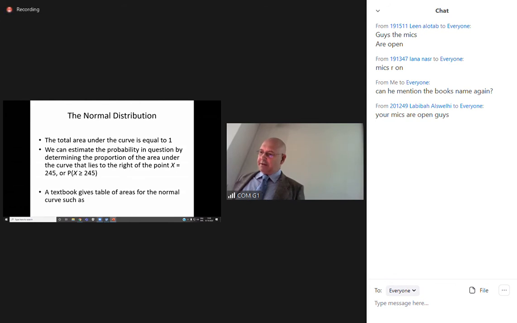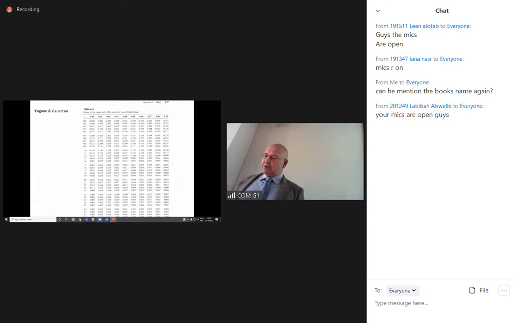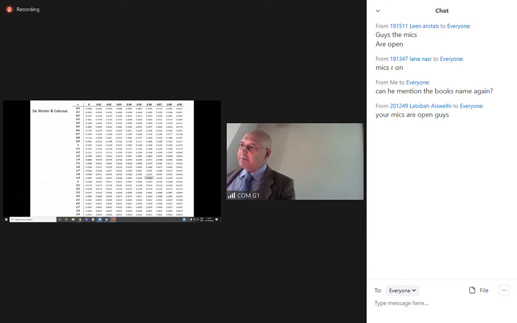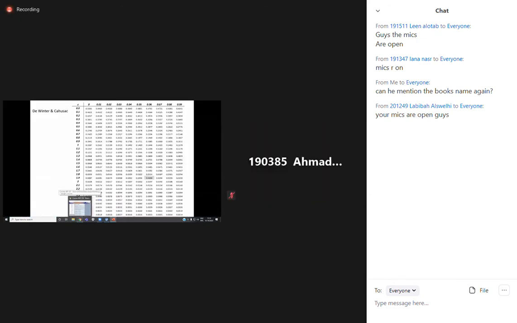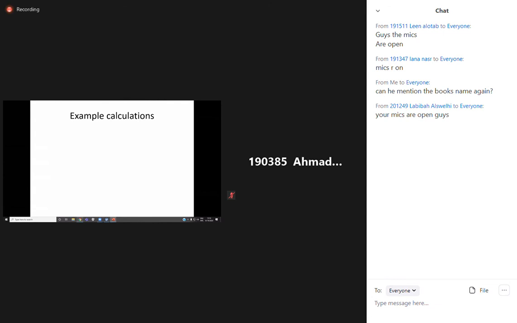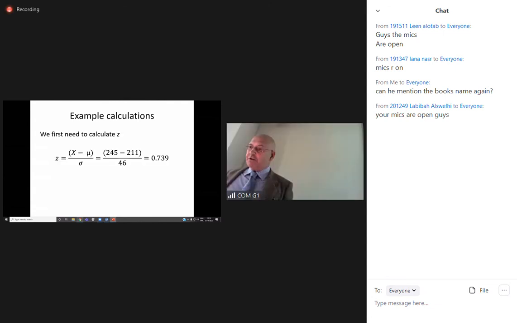Okay, so the textbook gives tables of areas for the normal curve, such as this one, which comes from the Pagano and Gauvreau book. And of course I'm biased, so I prefer this one from my book. I think it's a little bit clearer. So we can use this. They're both basically the same. What we need to do is to work out Z for these tables.